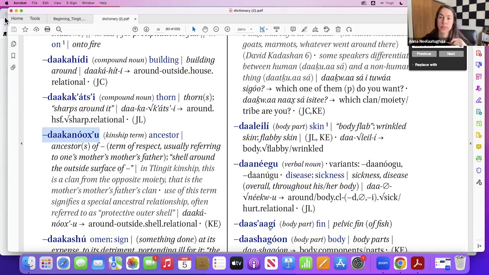Any more questions? I have a question. So if we are supposed to address our opposites first, would you use this phrase before you identify your own clan in an introduction? Yeah, I think I would.